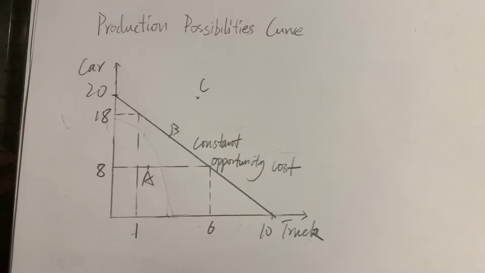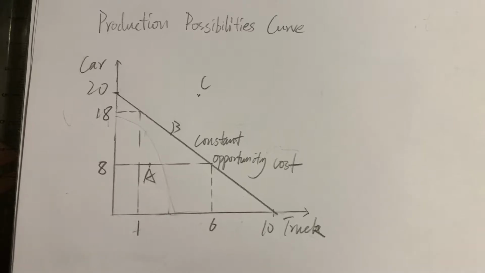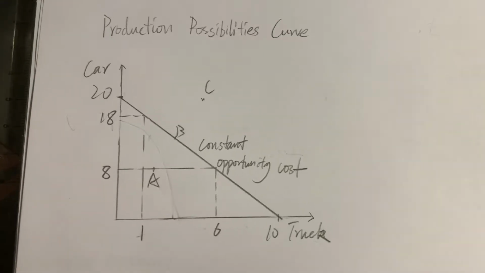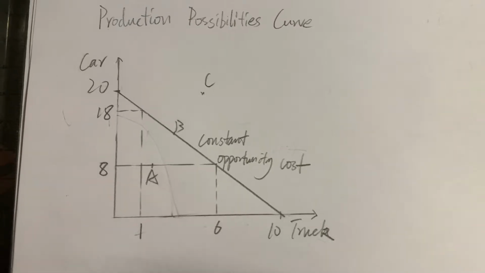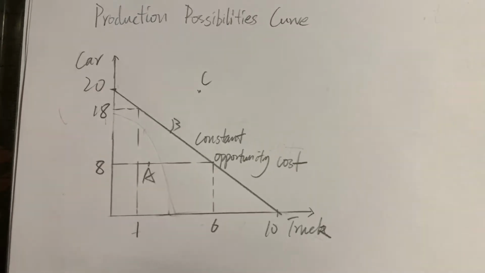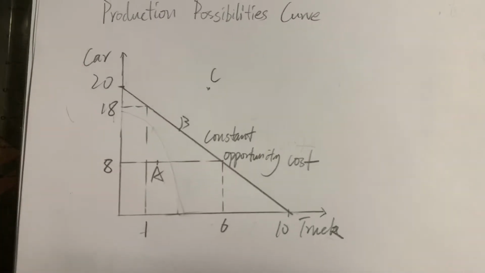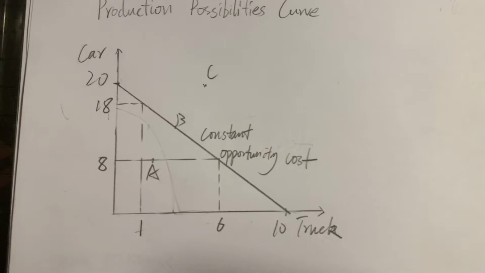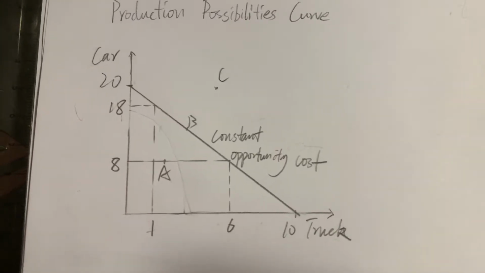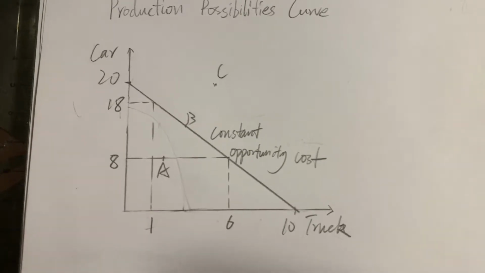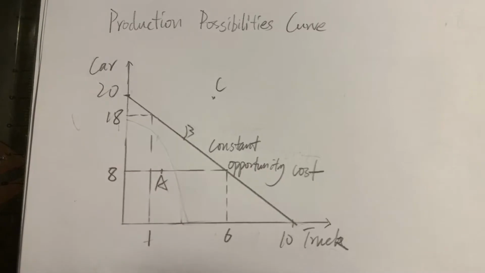The first graph is the constant opportunity cost graph. The opportunity cost for each truck is giving up 2 cars. We can see in the graph that point A means the resources are not used efficiently. Point B means they are used efficiently. Point C is not possible, because there are not enough resources to produce that amount of cars and trucks at the same time.